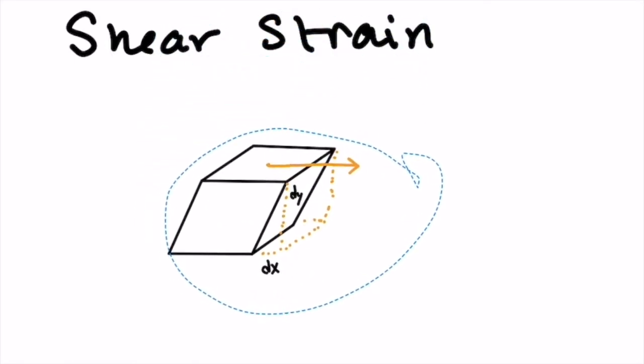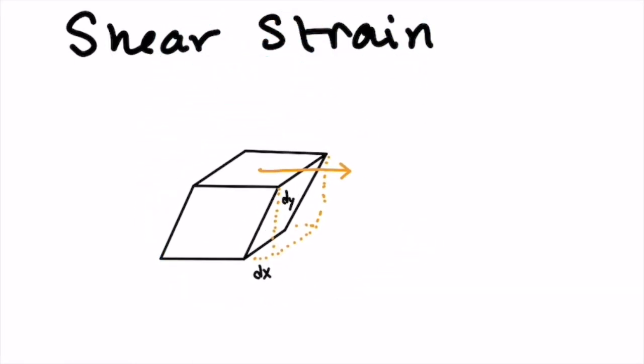Shear strain is the measurement of the deformation of a fluid, caused by a velocity difference that is parallel to the surface. And this is represented by the Greek letter gamma.